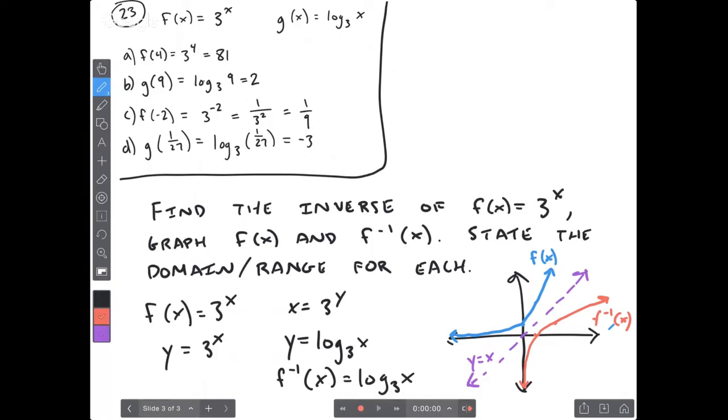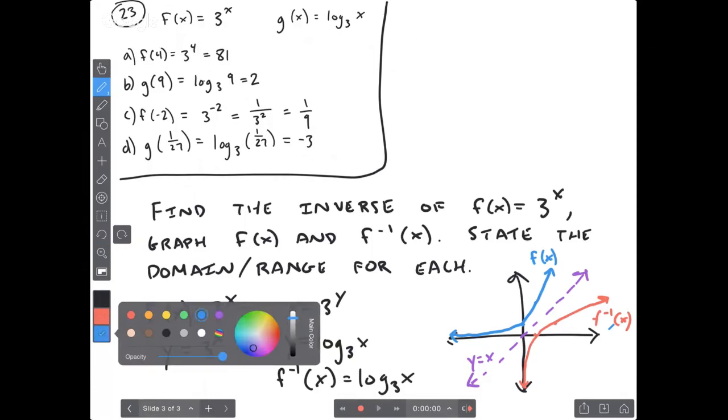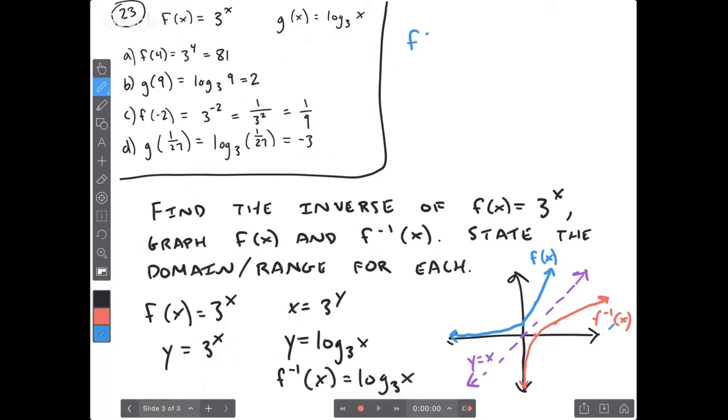Domain and range for, I'll do f in blue. So I drew it in blue. For the original function f of x, the domain is the set x such that x equals all reals, and the range is the set y such that y is greater than 0.